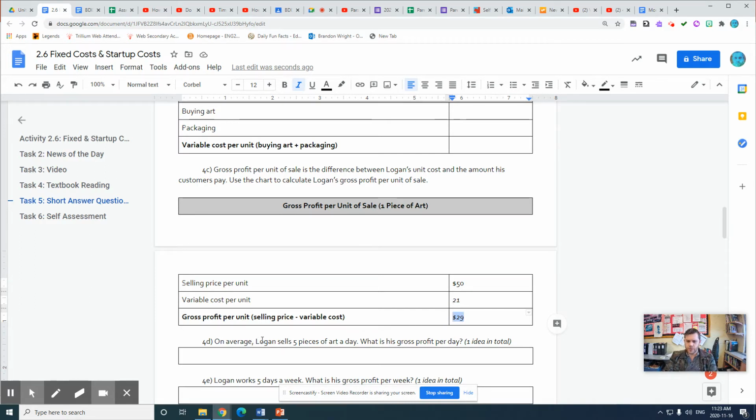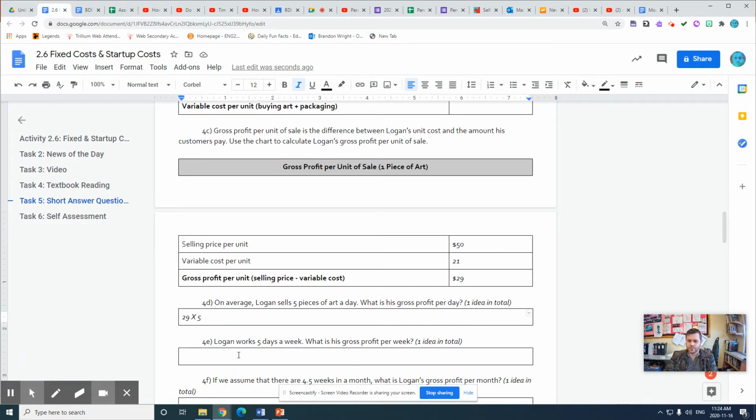Now on average, Logan sells 5 pieces of art per day. What is his gross profit per day? Well, he earns that per unit and he sells 5 artworks a day. So tell me what 29 times 5 is. You don't have to do this in your head. I don't mind if you use a calculator. I'm not going to tell. If you use a calculator and get this answer wrong, though, then I'll be able to tell.